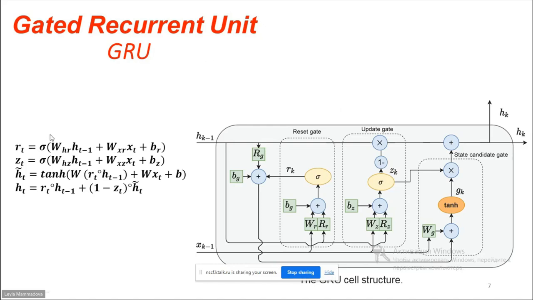The first sign is a sigmoid function. xt is the current input, tanh is the hyperbolic tangent activation function. W are the weight matrices for the update and reset gate, and this circle symbolizes element-wise multiplication.